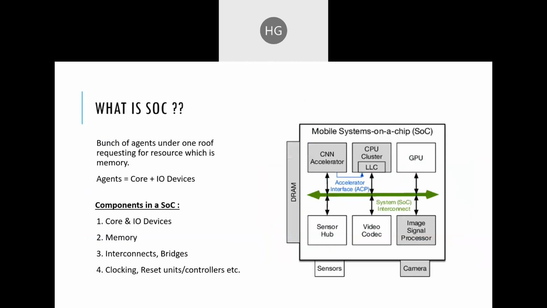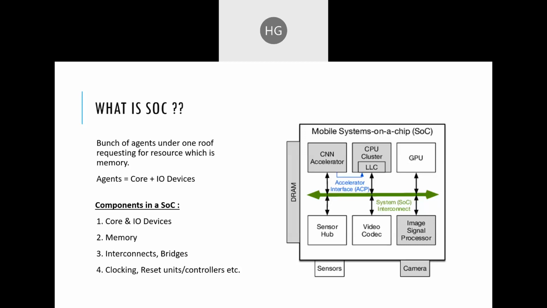If anything is running on the SOC, it needs memory, whether it is a program or data. Both are in memory. Without memory, SOC is nothing. Any system without memory is nothing. So memory is the queen here. So what are the agents I mentioned? It is the cores and IO devices.